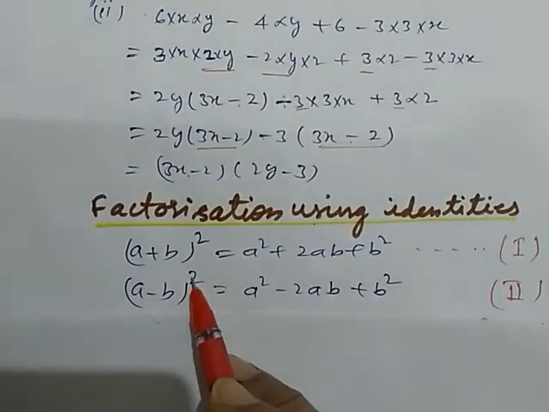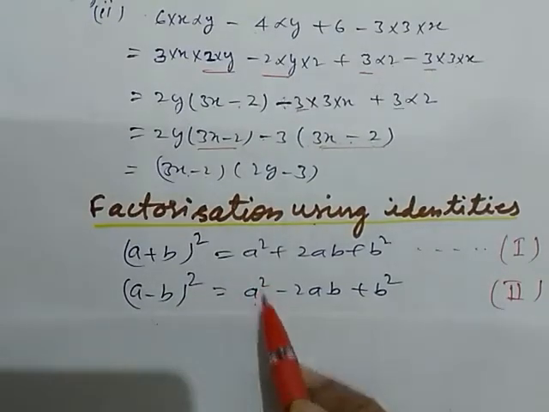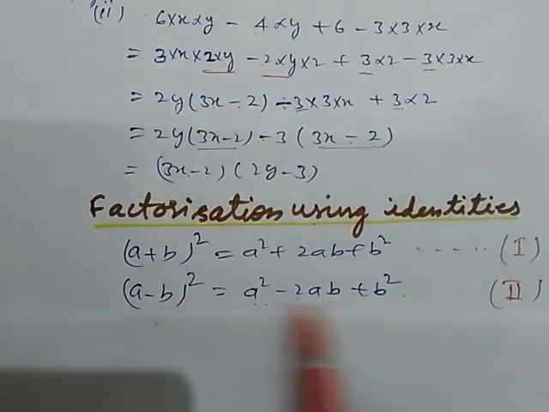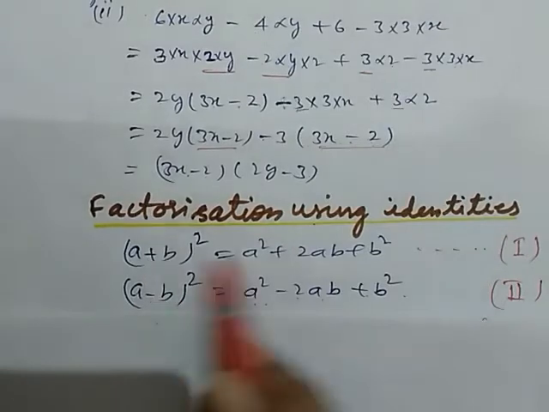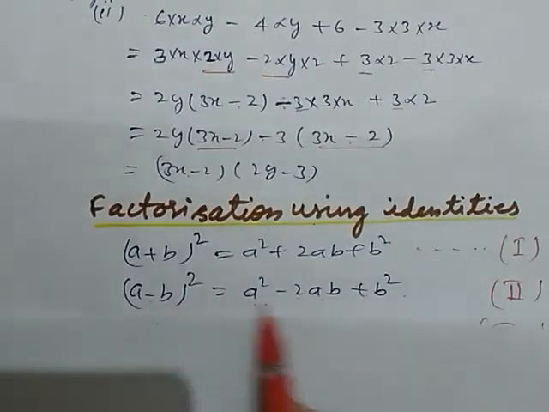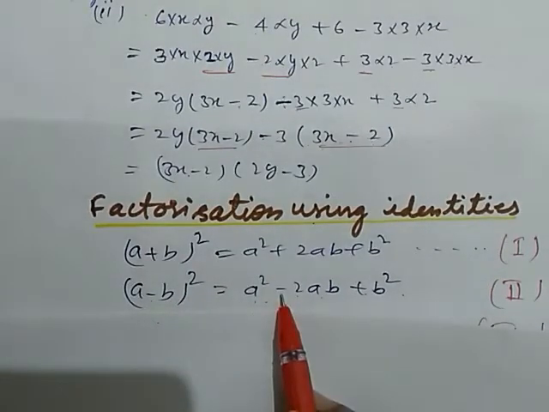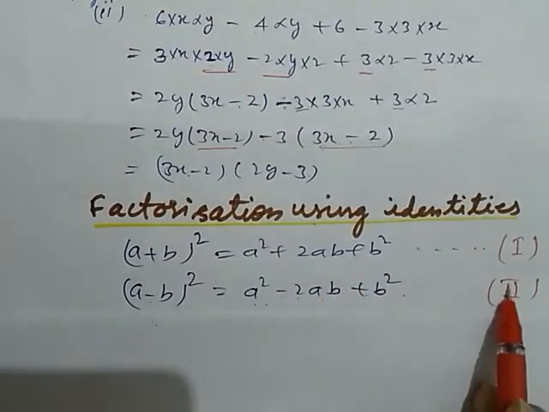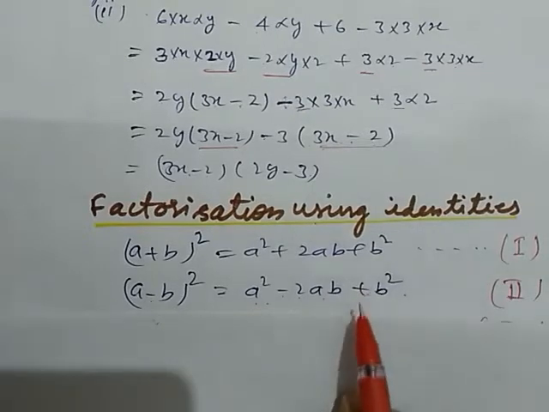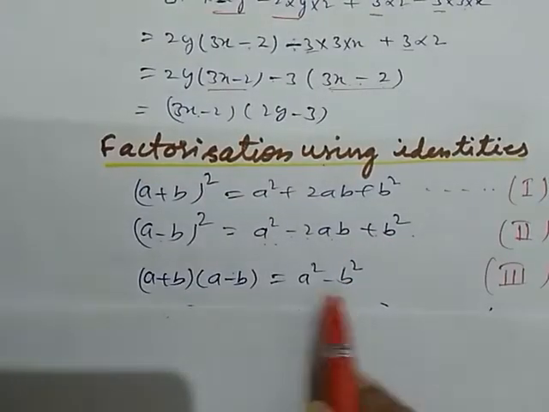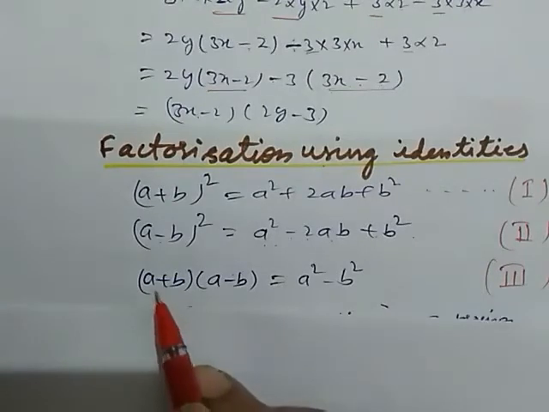a minus b whole square is a square minus twice ab plus b square. In both these identities, the only difference is in the sign. Here the plus sign, so here the plus sign. Here the minus sign, so here the minus sign. These are the two identities which are used frequently in factorization. Now the third identity: if there are two factors having a and b terms, but their signs are different.